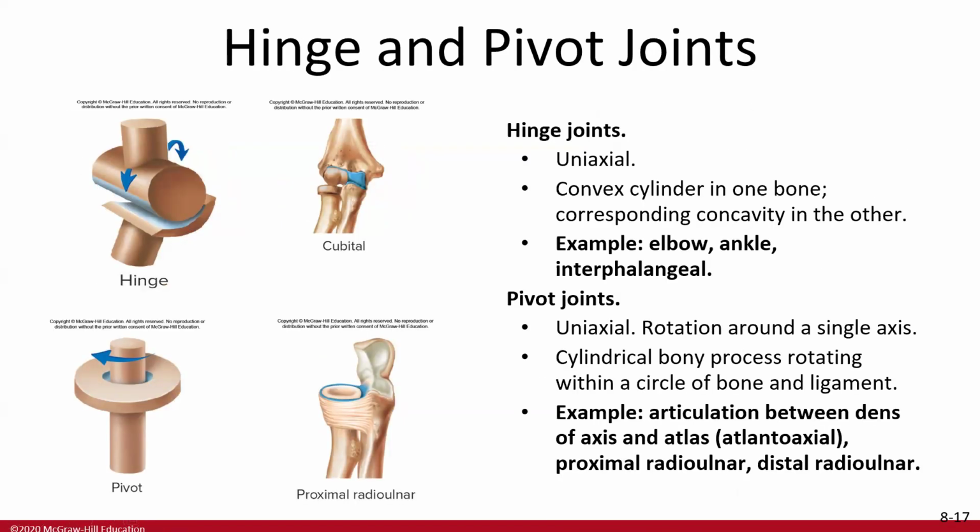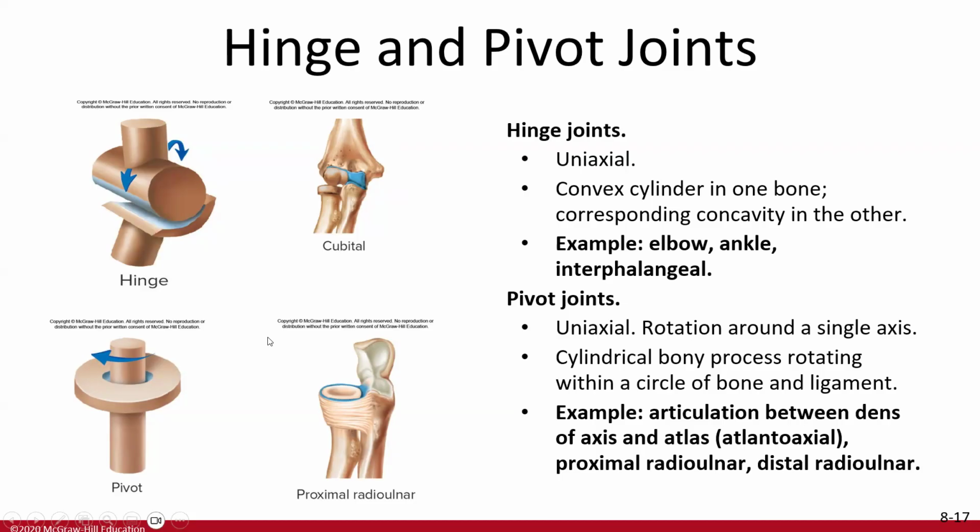Hinge joints, best example of this would be our elbow. And so they're going to be very stable. Typically, we're going to have a convex part of our bone fitting into a concave socket. And so it's uniaxial. Our elbows only flex and extend, but they're very stable joints because we have a nice pocket for it to fit in.